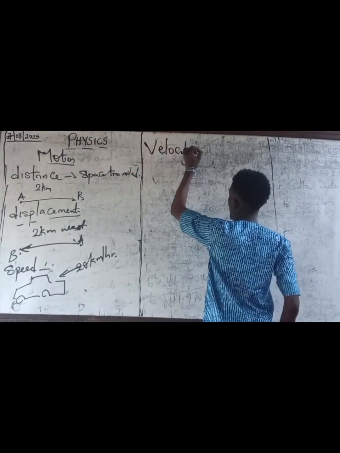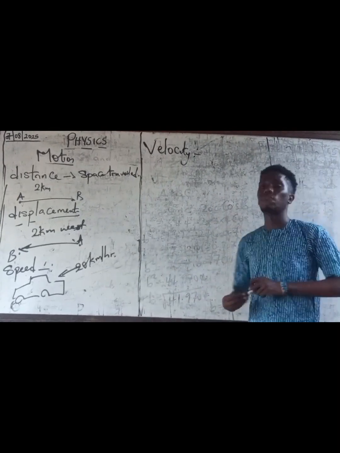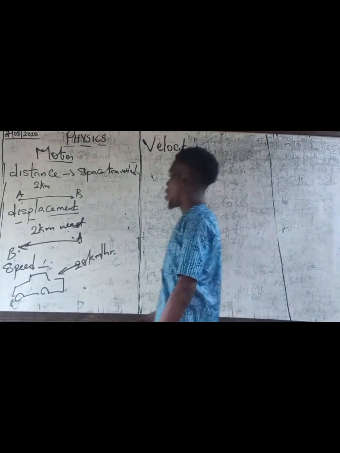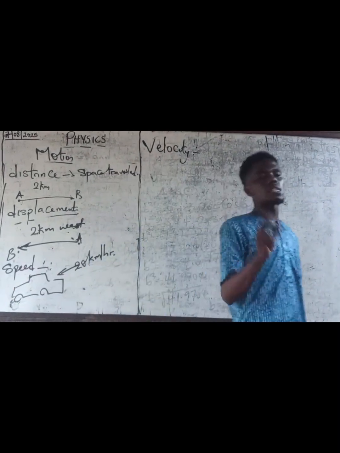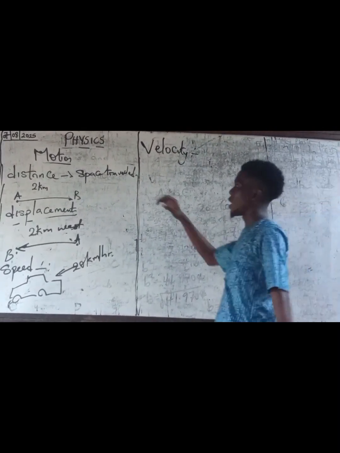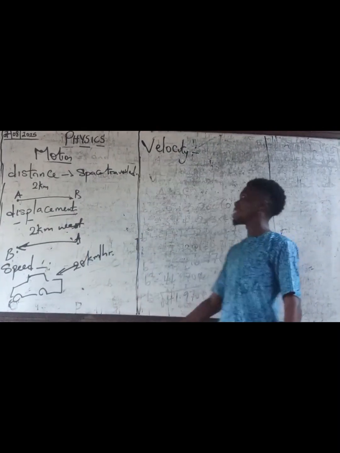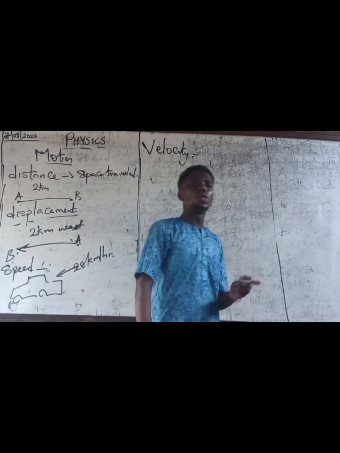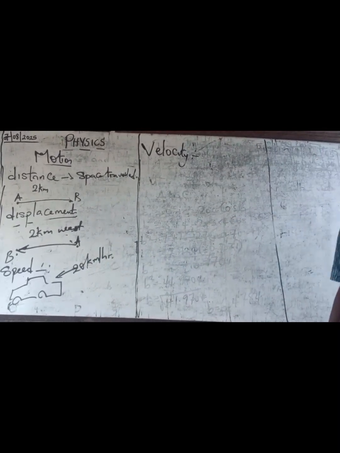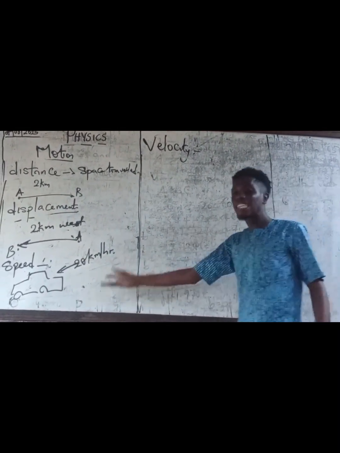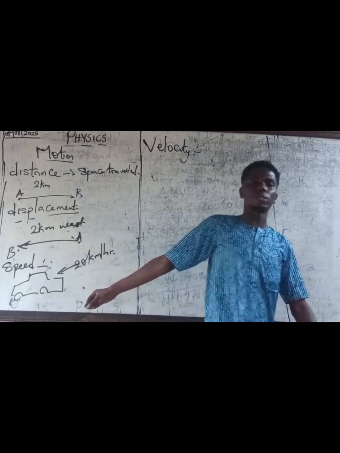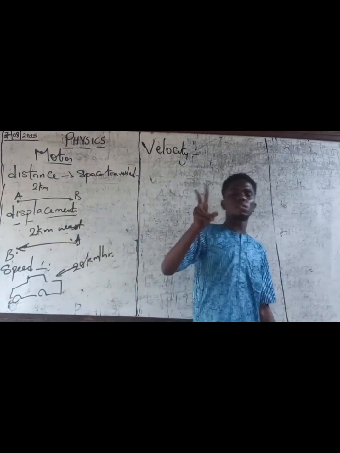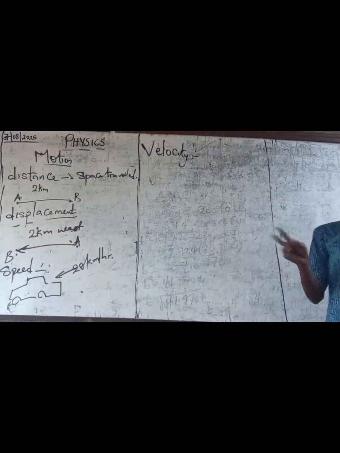Velocity. What is velocity? Velocity is used interchangeably with speed, but they don't mean the same thing. They are different, just like how you have distance and displacement. So what is velocity? Velocity is the displacement covered per time. Remember I said speed is the total distance covered per time, while velocity is the displacement. So you can see the difference between the two.